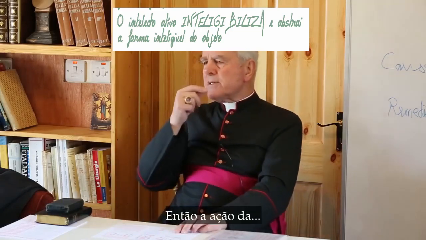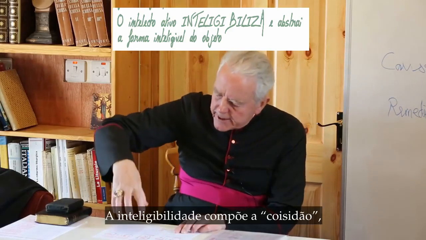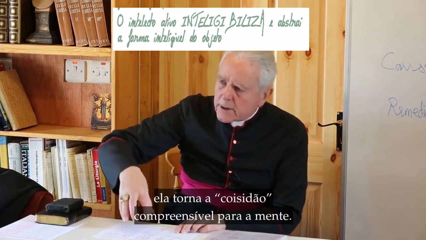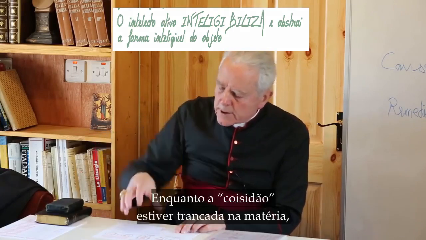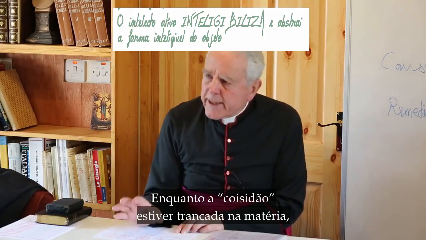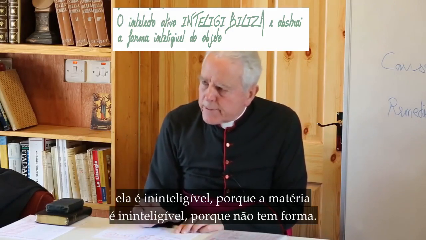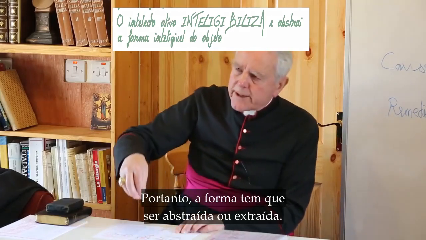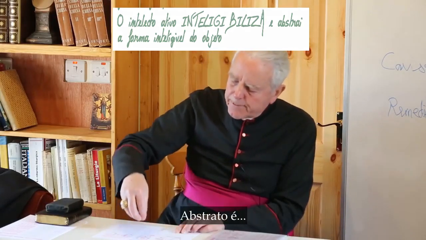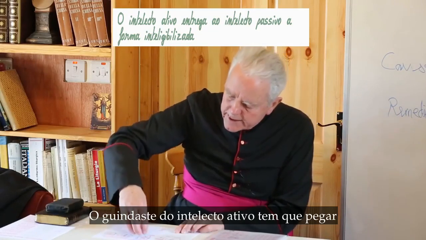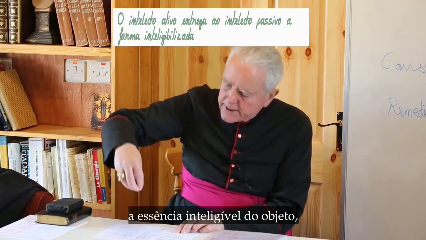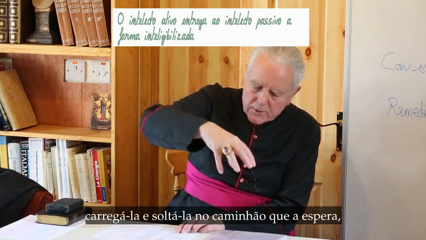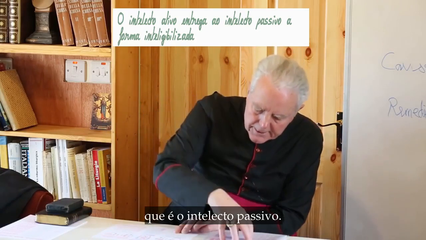So the action of intelligibilizing renders the whatness; it makes the whatness graspable by the mind. As long as the whatness is locked into matter, it's unintelligible, because matter is unintelligible, having no form. So the form has to be abstracted or extracted. The agent intellect, the crane, has to pick the intelligible essence out of the object, swing it over and drop it into the truck, the waiting truck of the passive intellect.